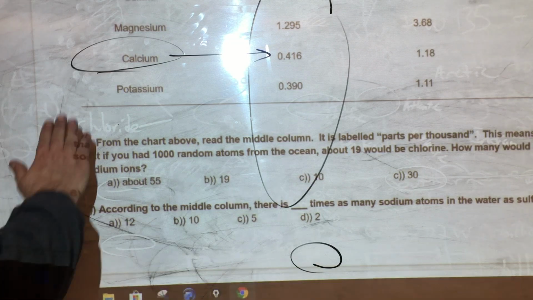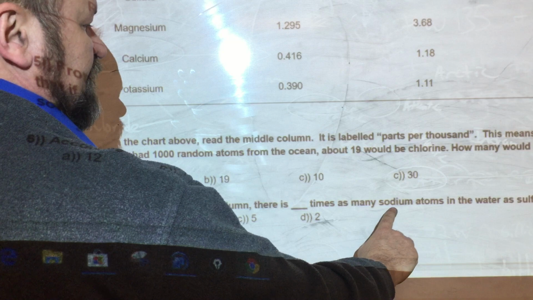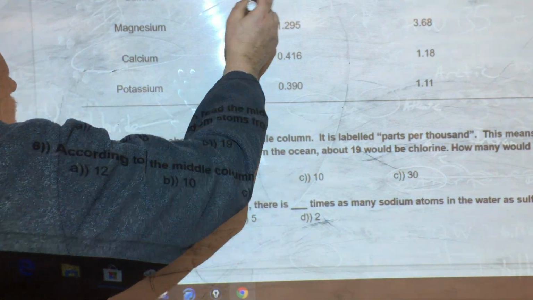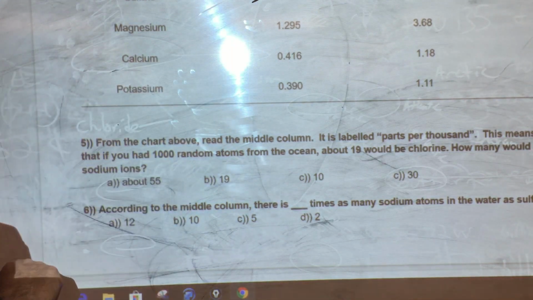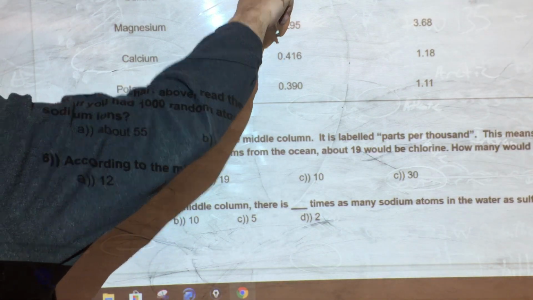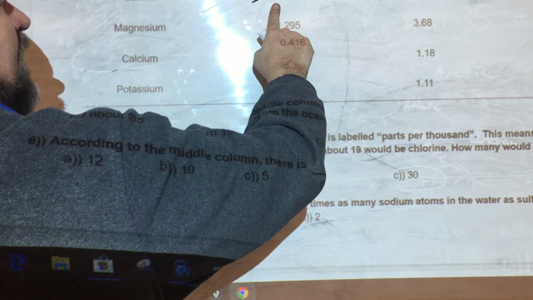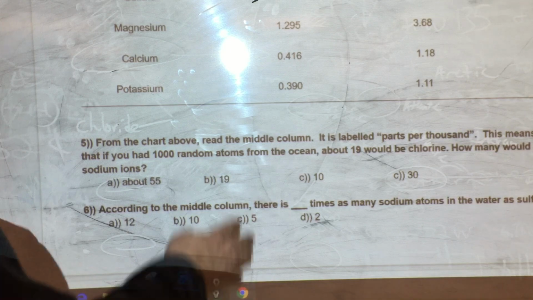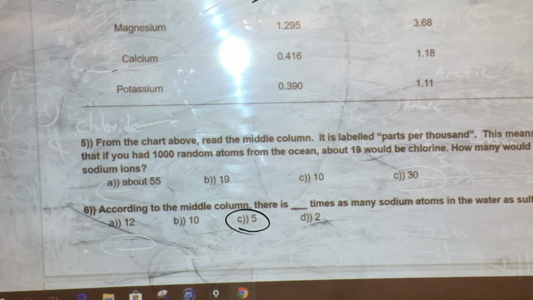Number 6. According to the middle column, there's blank times as many sodium atoms as sulfates. Well, here's sodium, here's sulfate. So if we have about 10 sodiums, but only 2 sulfates, how many times bigger is that? That means, what do we multiply the 2 by in order to get up to 10? Well, obviously we're going to multiply by about 5. That's rounding a lot. So option C. It's about 5 times as much sodium as sulfates.